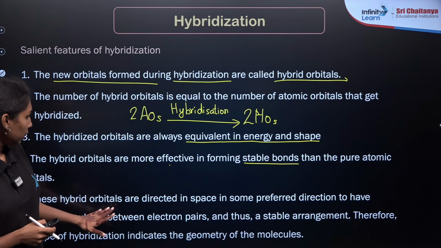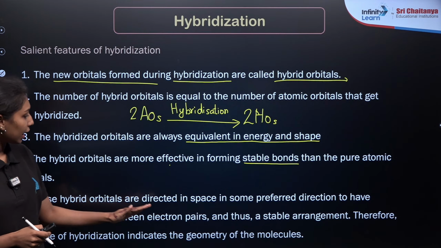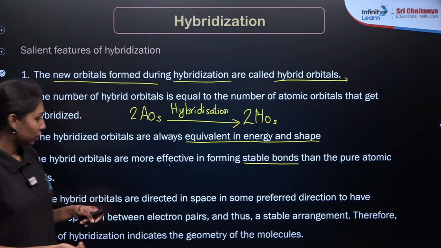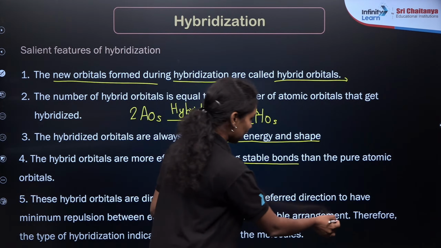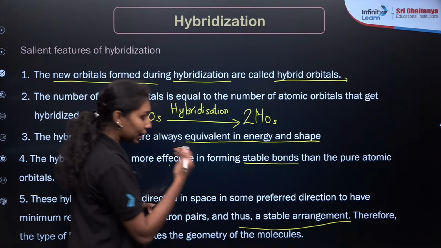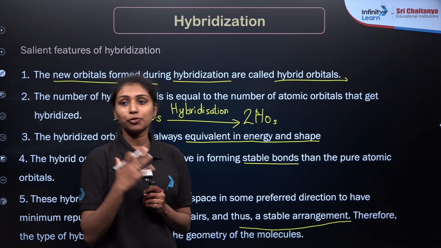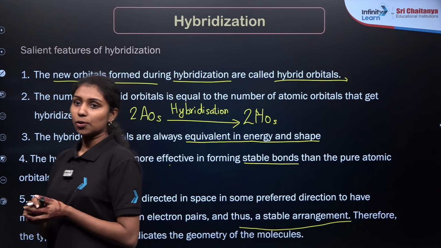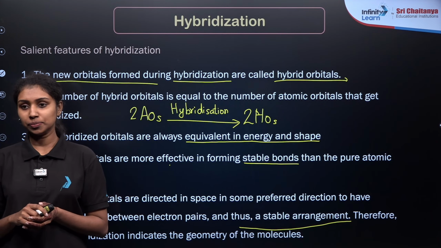Then what about the last point? These hybrid orbitals are directed in space in some preferred direction to have minimum repulsion between the electron pairs and a stable arrangement. Simply, it is saying that depending upon the hybridization, they will have different shapes or geometry. Let us see in detail. Is there any doubt regarding the features of hybridization?